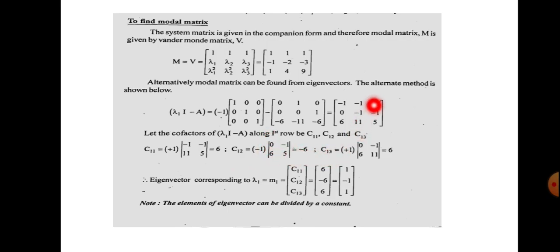Similarly, C13 is obtained by eliminating third column and first row. C13 means first row and third column. So the rest of the determinant is 0, 6, minus 1, 11. Its sign will be, since it is an even number, so you will put 1.